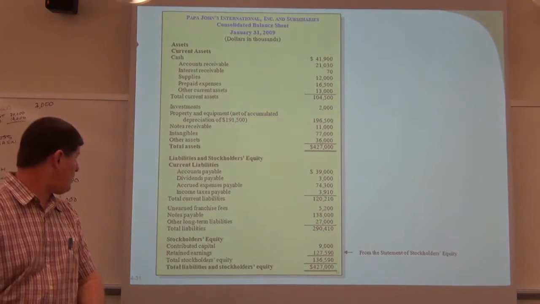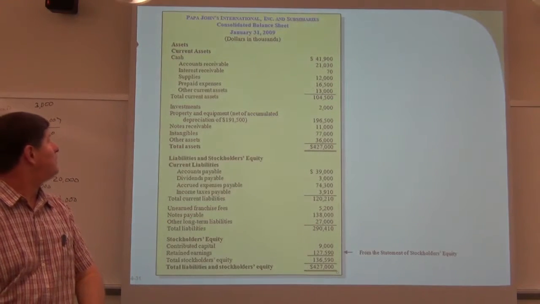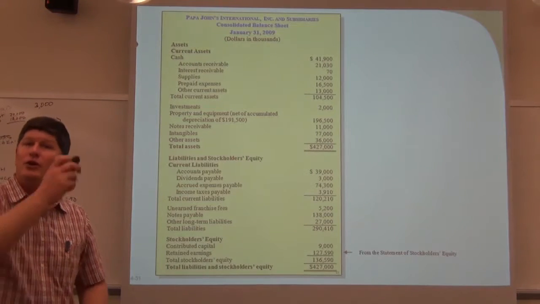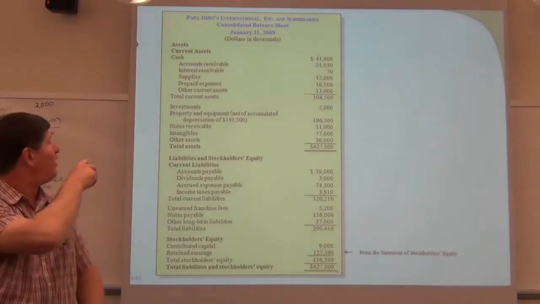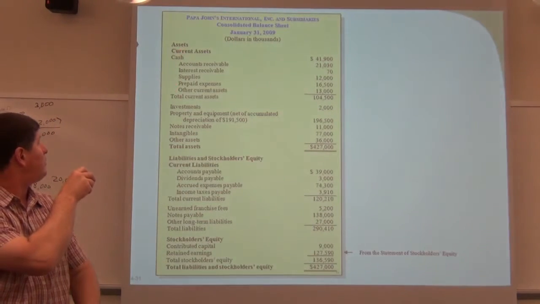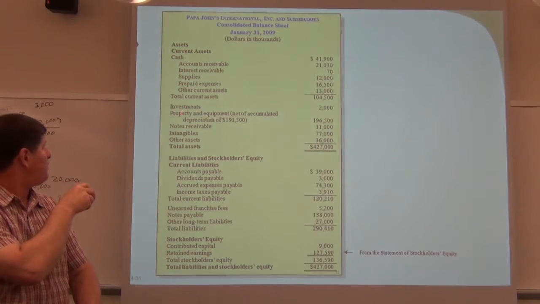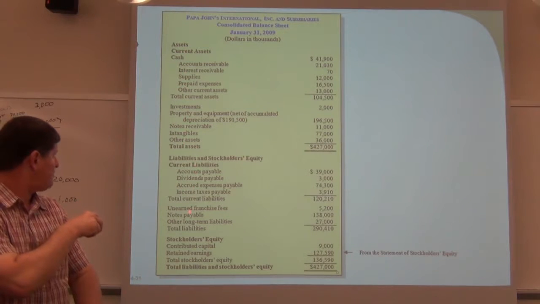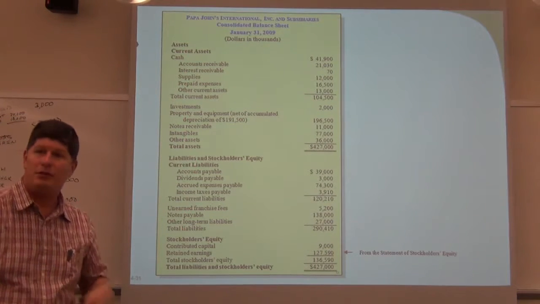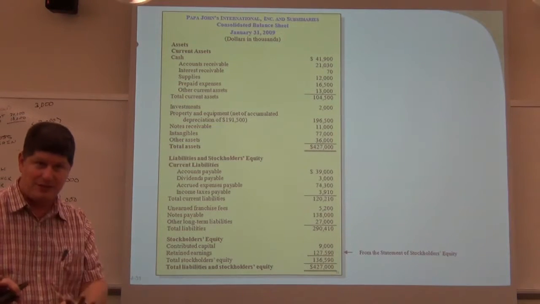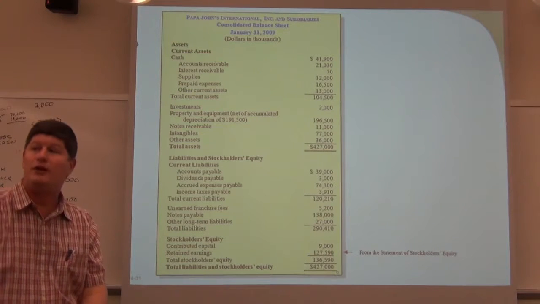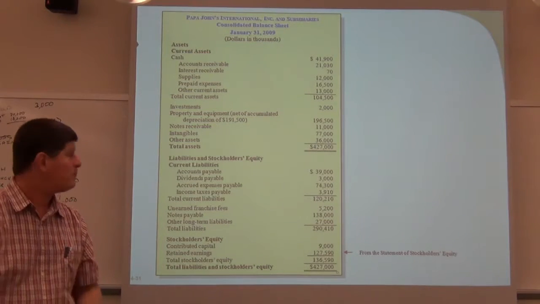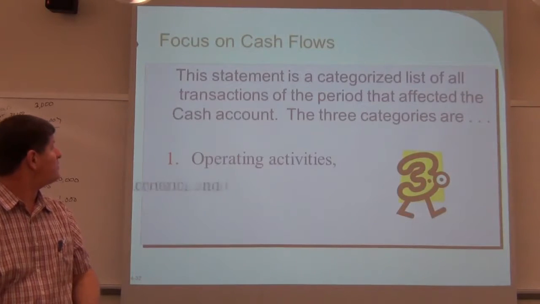All right, so there's your balance sheet. What's this called? It's a classified balance sheet. Notice we've got current assets, property, plant, and equipment, other assets, current liabilities, other liabilities. They're broken apart, right? Everybody sees this. You need to get real comfortable with the format. You will see it again on a test.